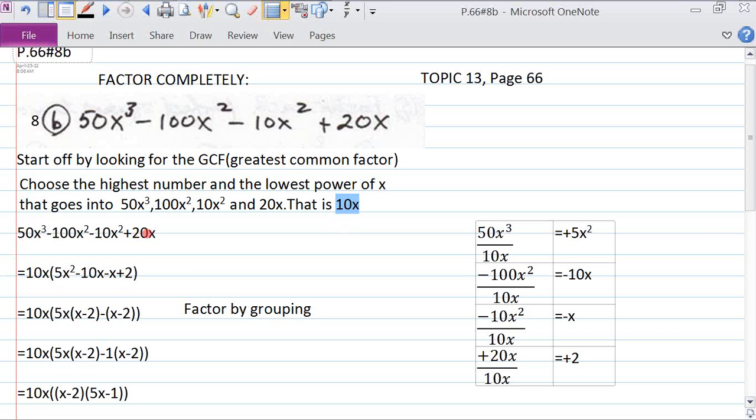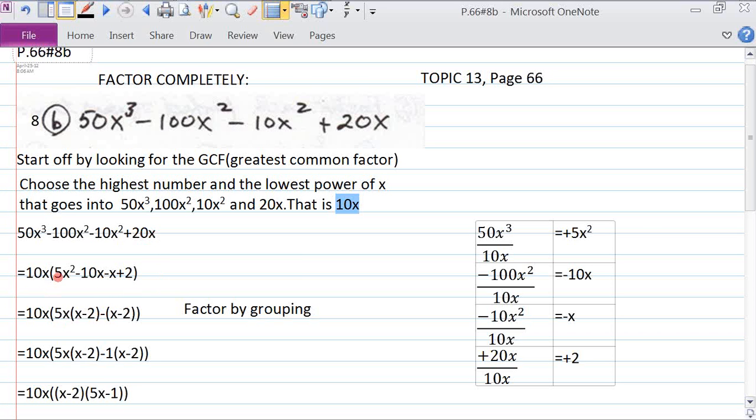We take the original problem, which is this over here. We take out the 10x, which is the common factor to each one of these terms. The lowest number is 10, and the lowest power of x is x to the 1, so we take that out. So 10x times 5x squared gives me 50x cubed. 10x times minus 10x gives me minus 100x squared. 10x times minus x gives me minus 10x squared. And 10x times plus 2 gives me plus 20x.